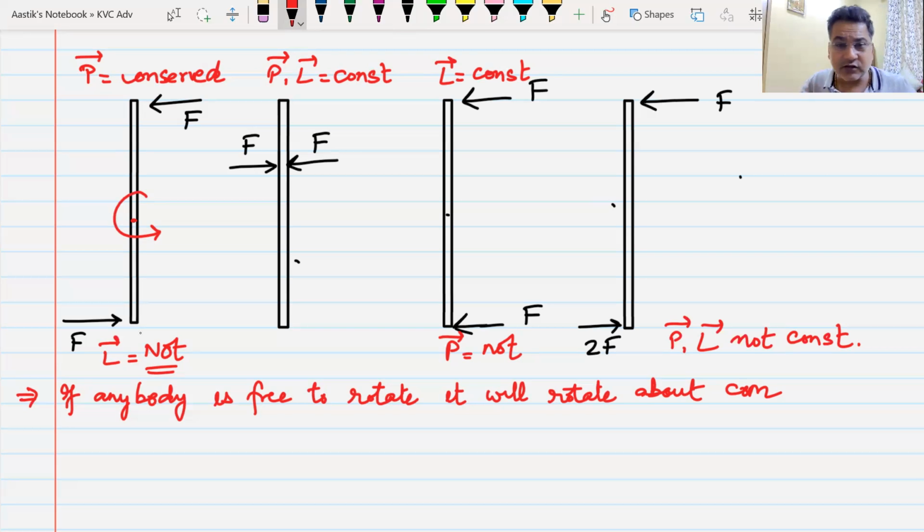Energy depends on whether the collision is elastic or not elastic. If the collision is elastic, energy is conserved. If the collision is inelastic, energy will not be conserved. So we are not much concerned about energy, because we know it will be given whether it is elastic or not elastic.